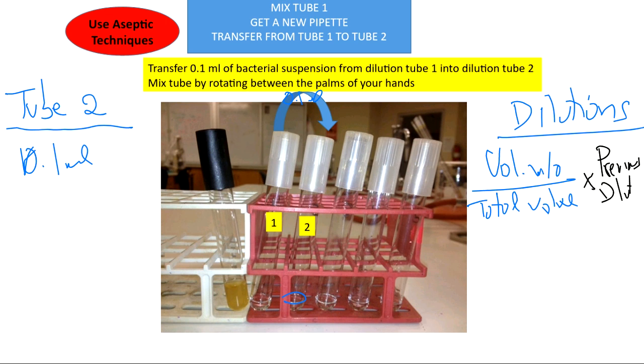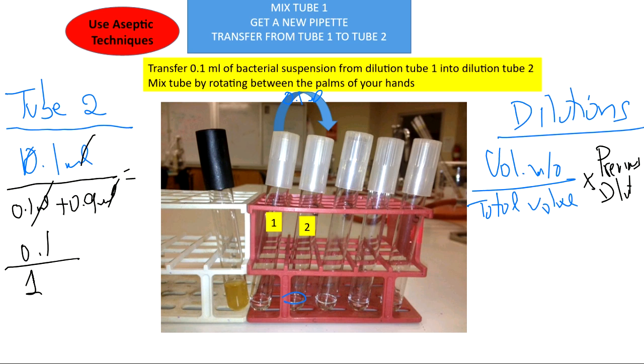Okay, so we have 0.1 mL over 0.1 mL plus 0.9 to give us the total volume. So now we have 0.1, all the mLs cancel, over 1. We said we multiply by 10 to get rid of the decimal. So now we have, again, a 1 to 10. So this was a 1 to 10 of the original culture into tube number 1.